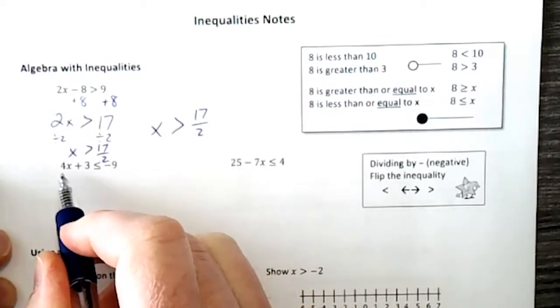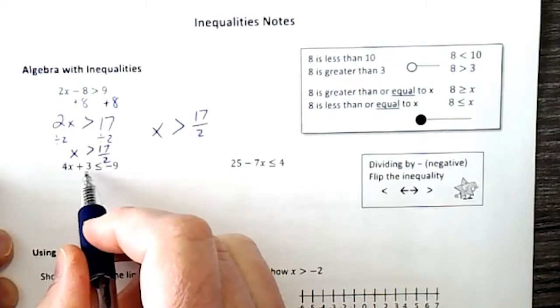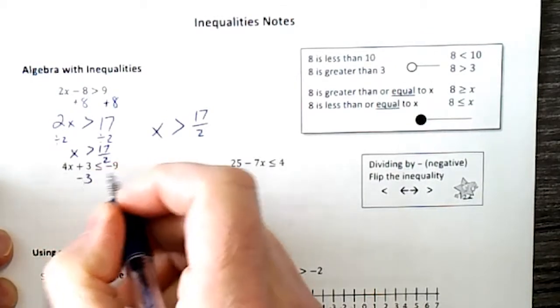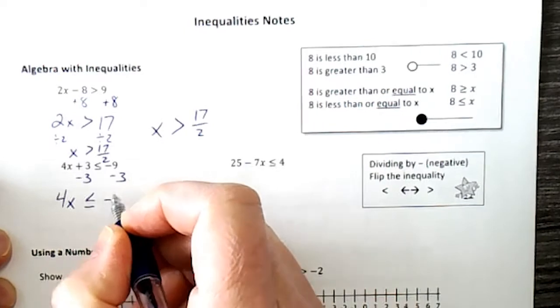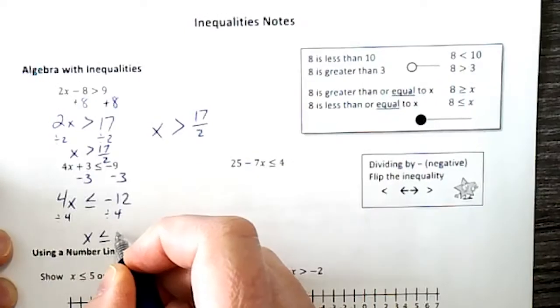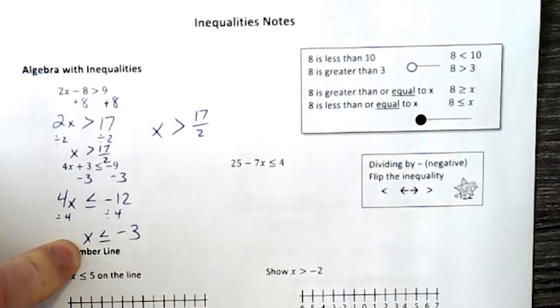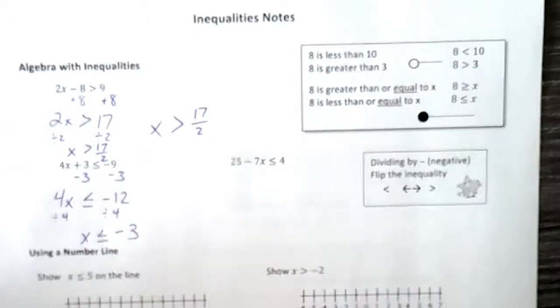Right here, we've got the same thing, the 4 and the 3. We always start with the adding, subtracting. And my final answer, x is less than or equal to -3.